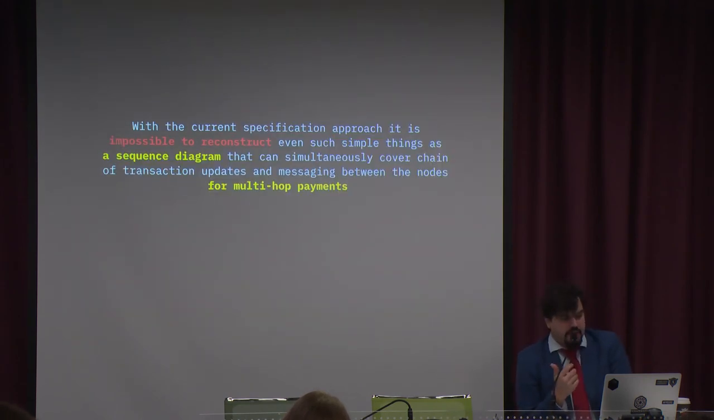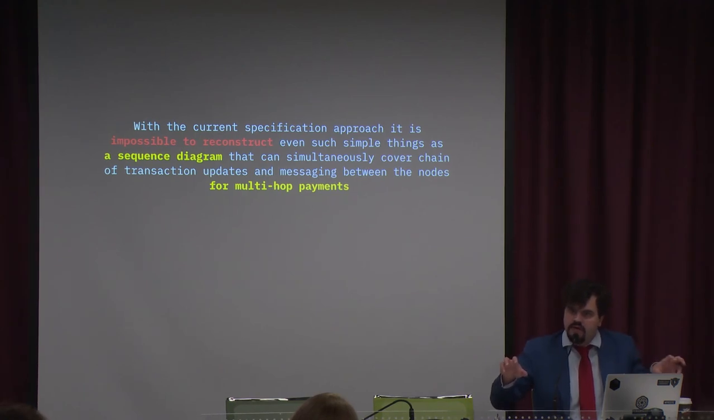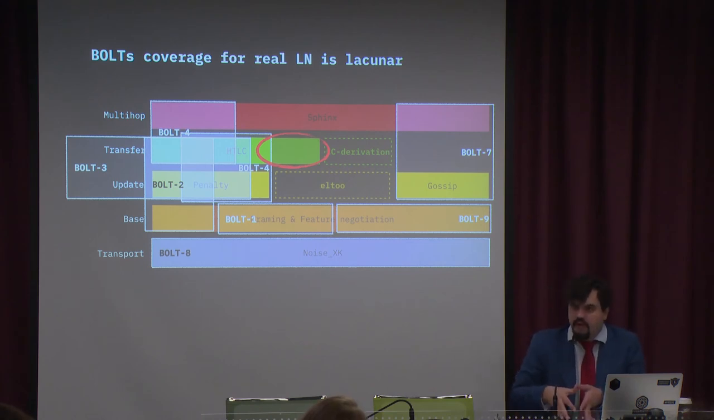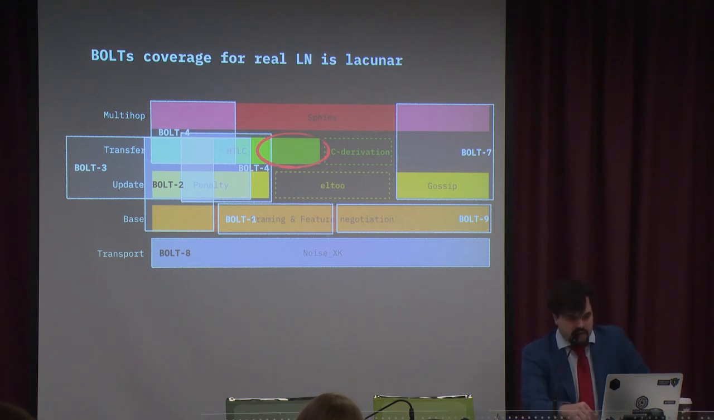With the current specification, it is even impossible to reconstruct such a simple thing as a sequence diagram for multi-hop payments, because the different pieces of the puzzle required to reconstruct the whole sequence of events which should happen in the Lightning Network, at the level of exchanging transactions, messaging, and so forth, are just spread around all the specifications. And this will lead us to the situation when, for instance, we would be moving from HTLC to elliptic curve derivation-based multi-hop payments. We need to not just add another standard, we need to rewrite or apply patches to at least one, two, three, four, five different bolts and synchronize them with each other, which is really organizationally challenging.